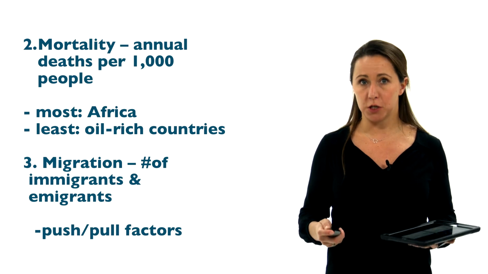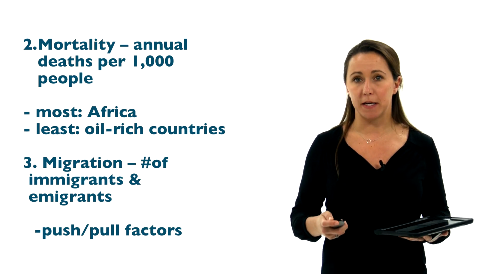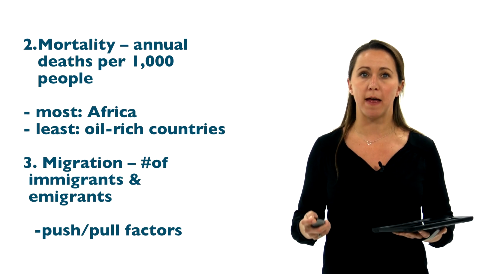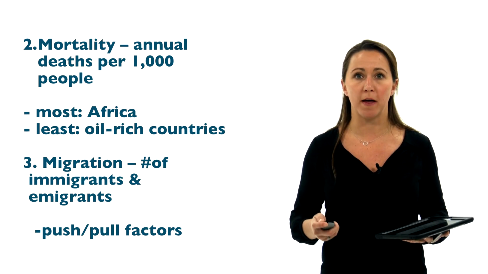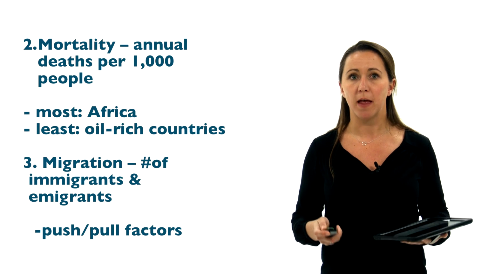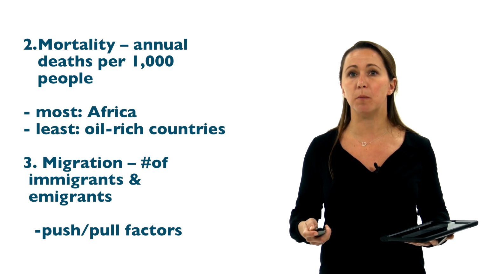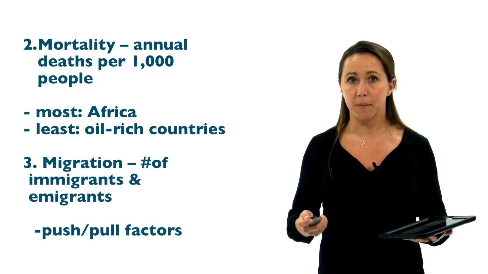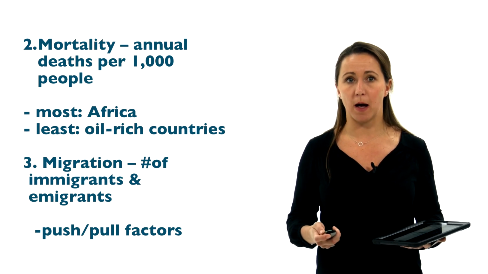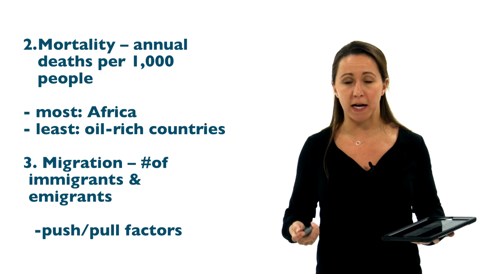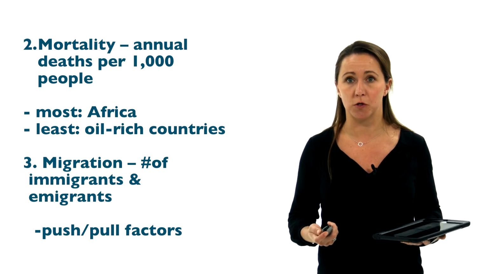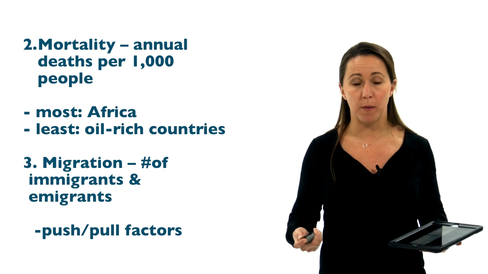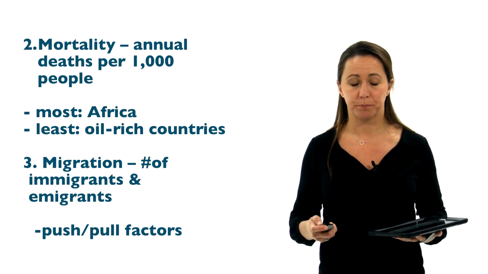Third is the migration rate, and this is measured by net migration. This is the number of immigrants moving in versus the number of immigrants moving out per 1,000 members of the population. There are push factors that make people want to leave where they are living. For example, poverty, persecution, lack of economic opportunity. And then there are pull factors that attract people to different social situations, such as opportunities for higher wages or better jobs in a new location.